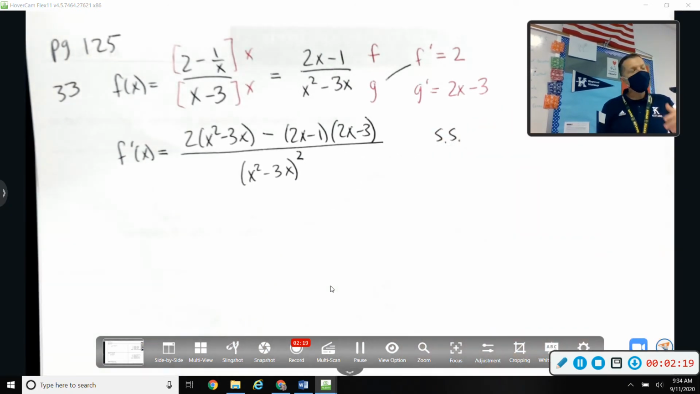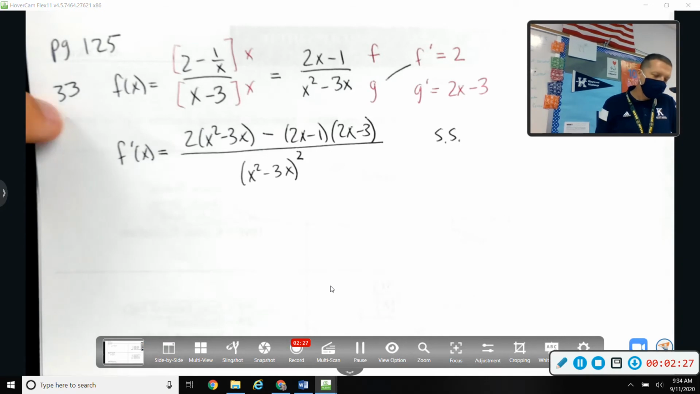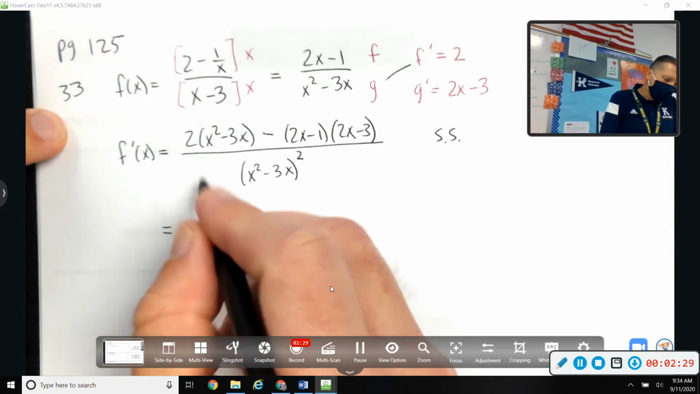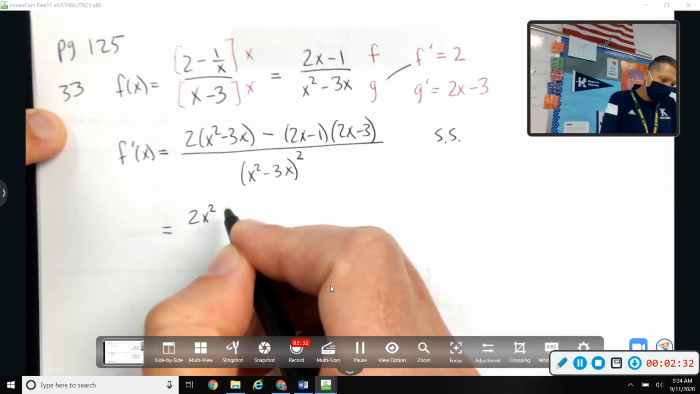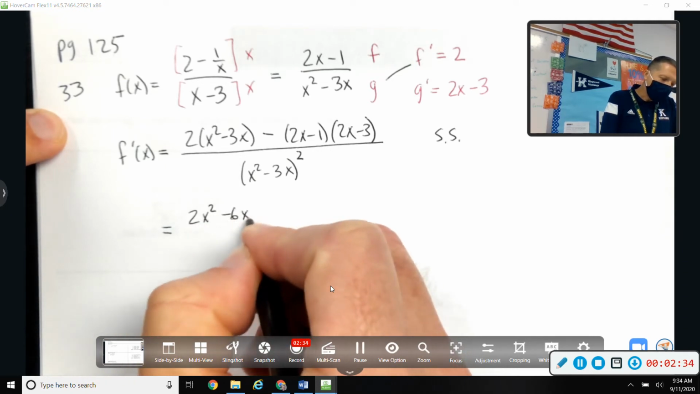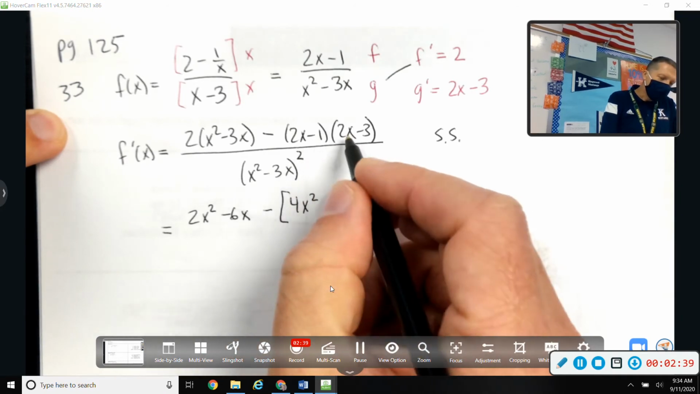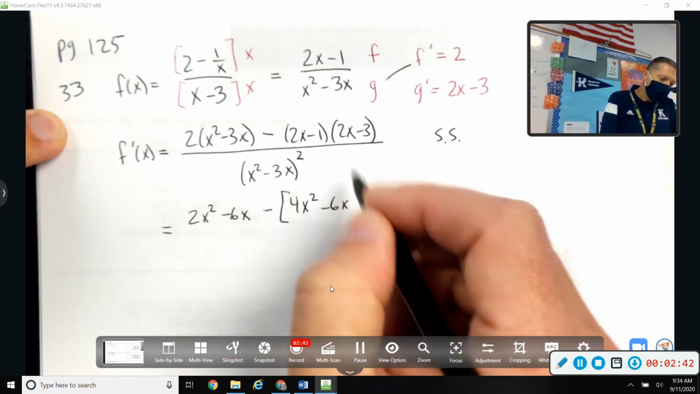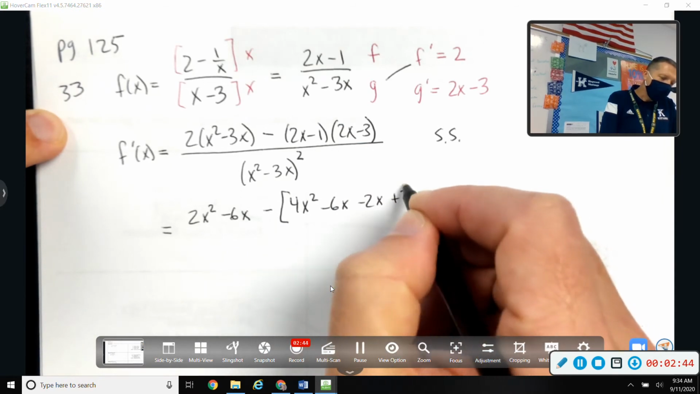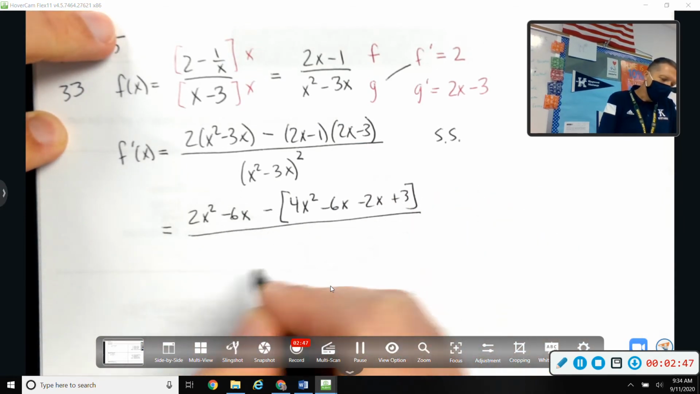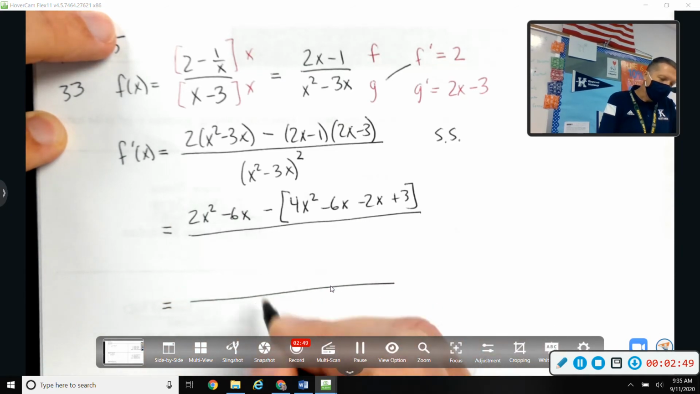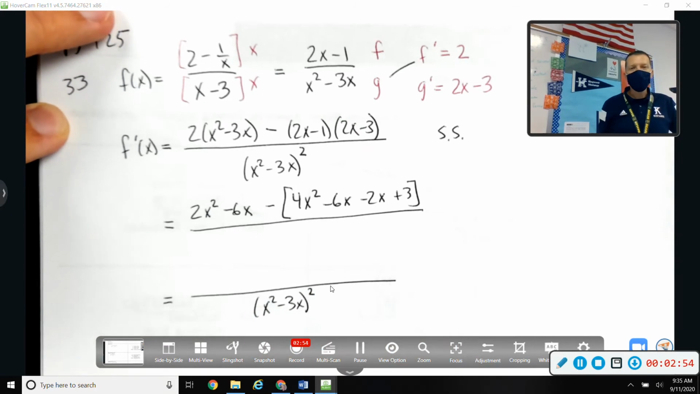Free response question, say stop, you're done, I don't want to mess with the algebra. Calc Chat, back of book, multiple choice, they're going to do some algebra with that. At least clean up the top to see if something happens. 2x squared minus 6x minus, and I got to FOIL all that, 4x squared minus 6x minus 2x plus 3 all over the denominator. I'm going to be lazy and not even write it, as long as I don't forget it.